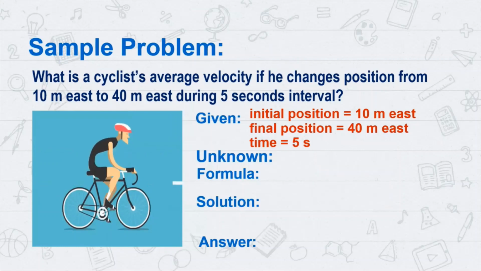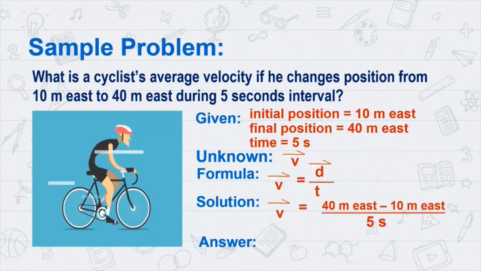For the given, the initial position is 10 meters east. The final position is 40 meters east, and the time is 5 seconds. Unknown. We are looking for the average velocity. Formula. Using the formula triangle, we will use the formula velocity is equal to displacement divided by time. To get the displacement or the shortest distance traveled, we need to subtract the initial position from the final position, so that is 40 meters east minus 10 meters east all over 5 seconds.